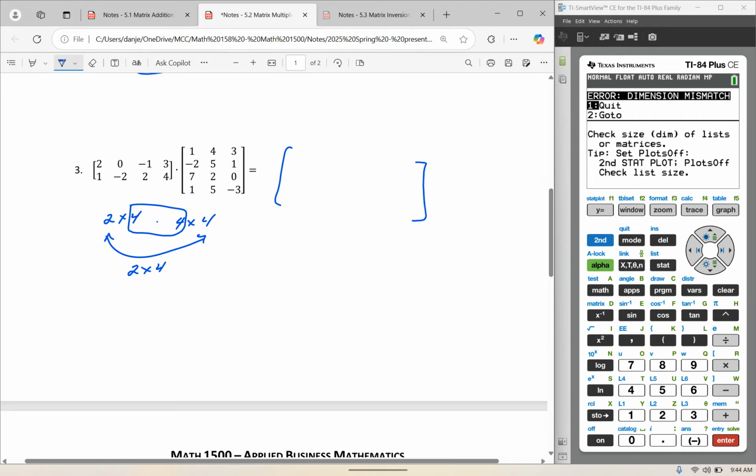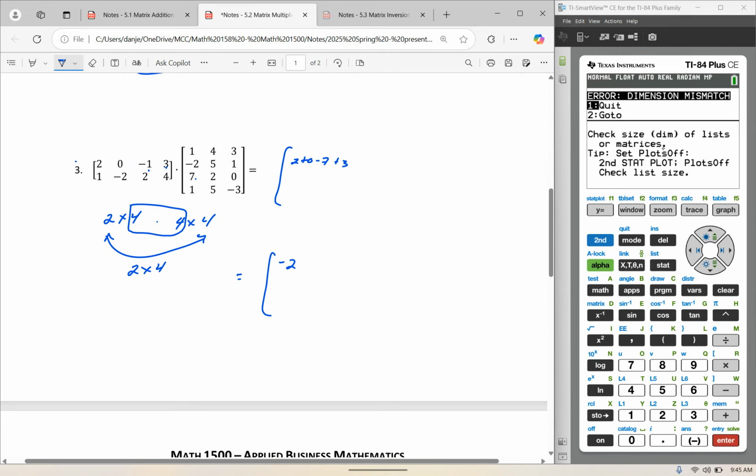I'm going to do 2 times 1, 0 times -2, -1 times 7, and 3 times 1. 2 times 1 is 2. 0 times -2 is 0. You know what? I think I'm going to need some room here. -1 times 7 is -7. And then 3 times 1 is 3. When I add those up, 2, -7, 3, I get -2. I'm going to erase my lines.